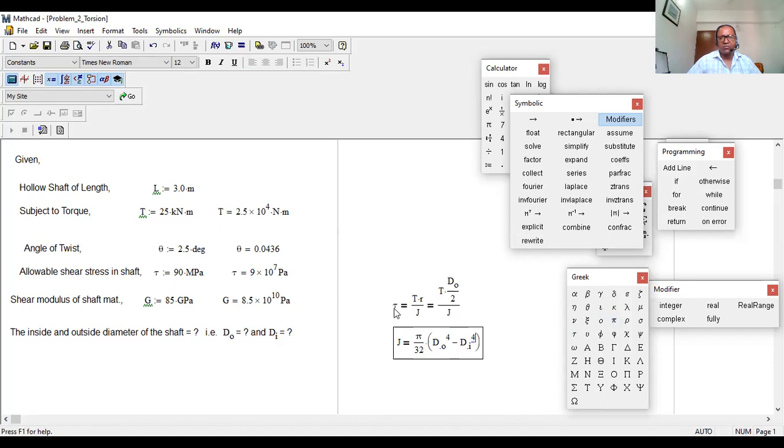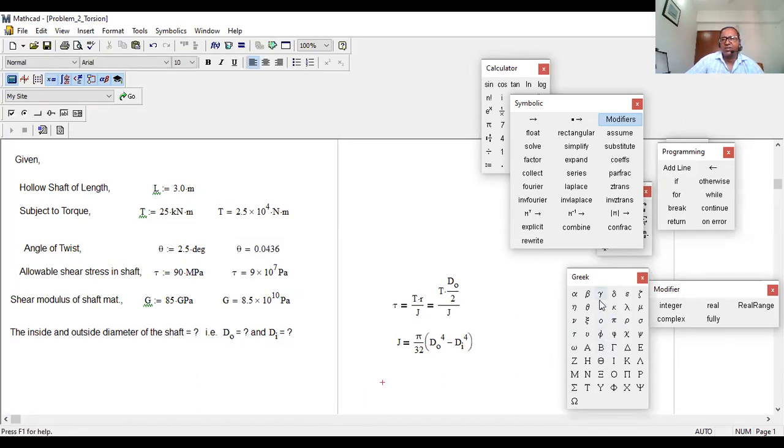So on the left side you have the tau. You put the J value. Torque is given. You'll have d naught. So this equation has two terms. At the top we'll have d naught, and at the bottom you have d naught to the power 4 minus di to the power 4. The second clue is the given value of theta, 2.5 degree, equal to this mass radian.